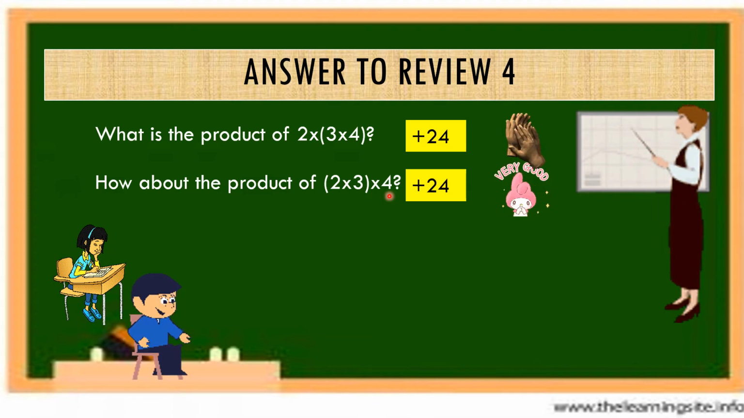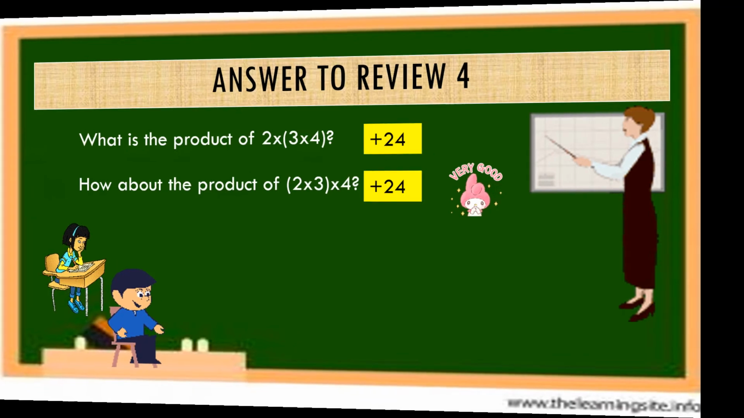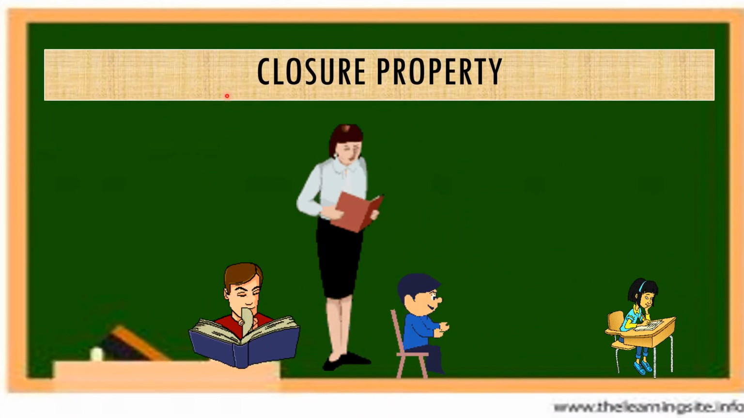Very good. So, we need to analyze our given. In the first problem, we have the groupings of 3 and 4. But in the second number, we have the groupings of 2 and 3. If we change the order of the groupings, does it alter the result? Or does it change the result? The answer is no, because the answer is still the same, and that is 24. We have closure property.